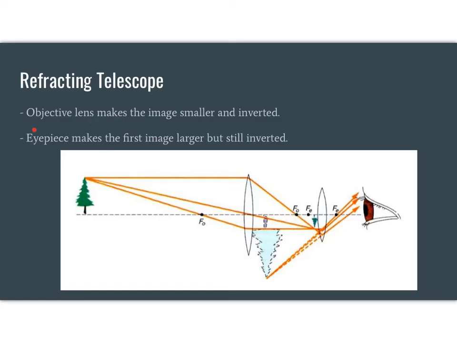The objective lens, which is this big one right here, causes the image to become smaller and inverted. But the eyepiece is actually what makes the image larger. So this is for magnification, the second one right here. But because you're viewing it so close to the eyeball, the image stays inverted. So it would be this upside down image of this tree. It's going to flip upside down, shrink, and then this one right here will just magnify it slightly.